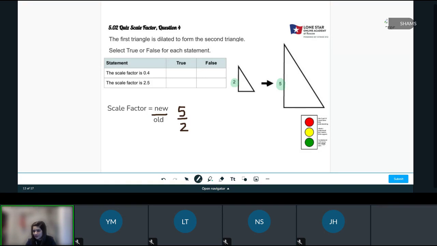Okay, Nina says it is going to be 2.5. Absolutely correct. Because you do 5 divided by 2. And that gives you 2.5. So 2.5 is the correct answer. And 0.4 is the false answer. Right? The chart looks a little confusing, but this is how your online school quiz looks like. Let's go ahead and move on to the next one.